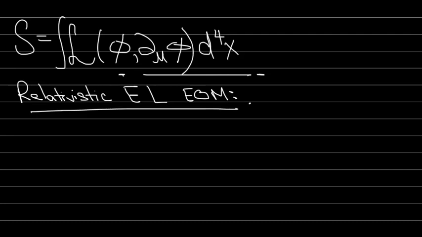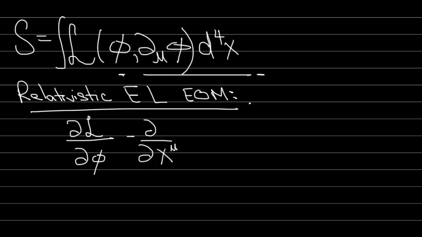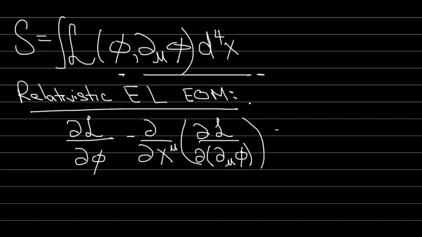Okay, so it is the partial derivative of the Lagrangian with respect to phi, minus partial over partial x mu times the partial derivative of the Lagrangian with respect to partial mu of phi, right? This thing is equal to 0, right? And this is then known as the relativistic Euler-Lagrange equation of motion.